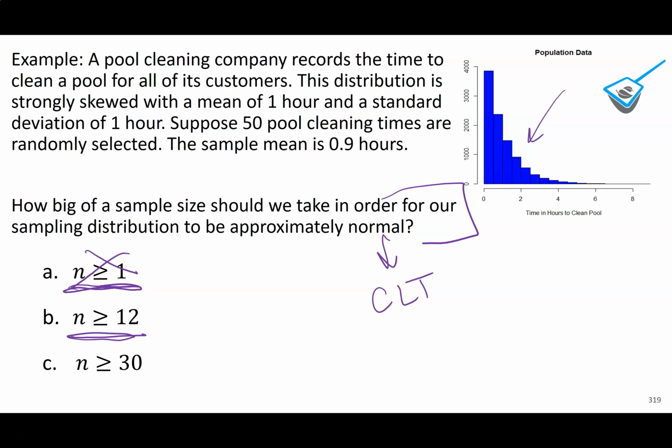If n is greater than or equal to 12, if this is roughly symmetric. So look here, it's not symmetric. I can't fold it in half and it's even on both sides. Not even close. So I'm going to say no. I'm going to need a sample size of at least 30 because this is very skewed. So when we have a skewed population, we need a bigger sample size.